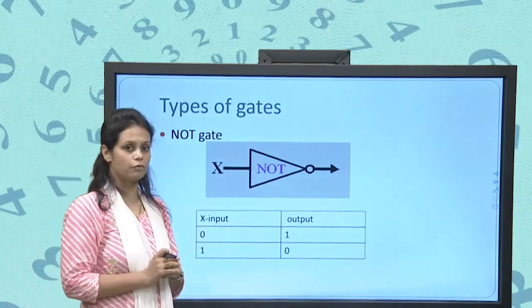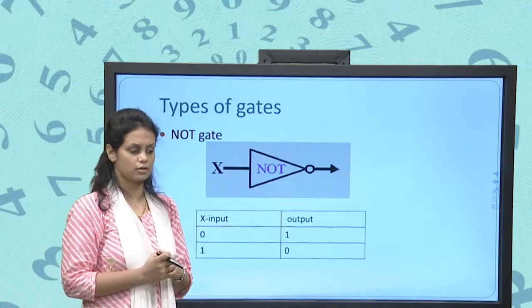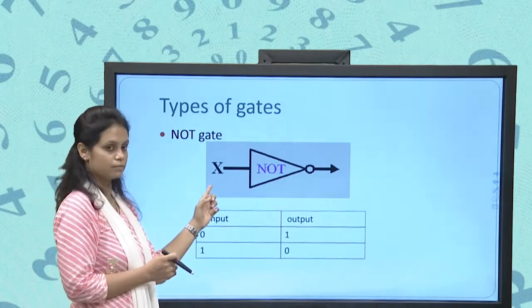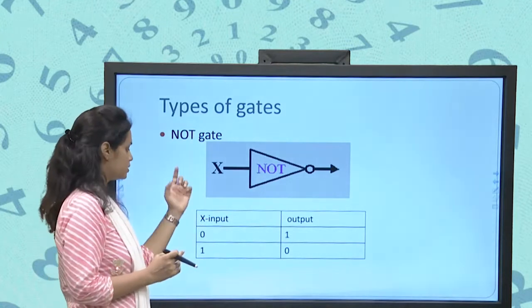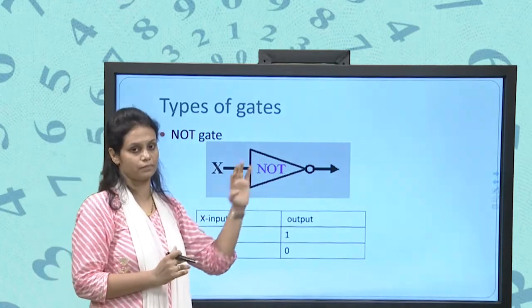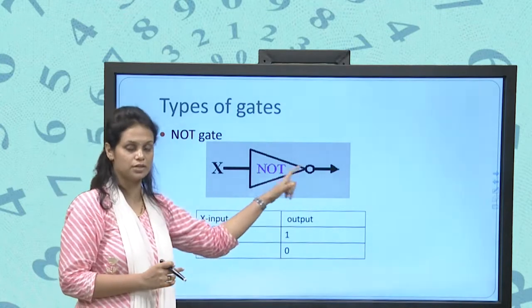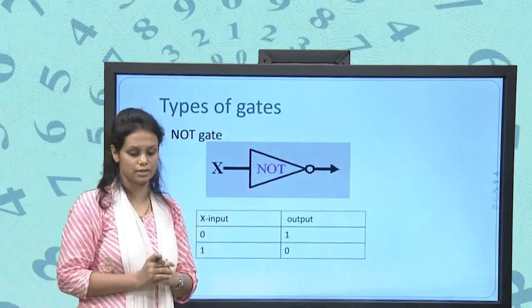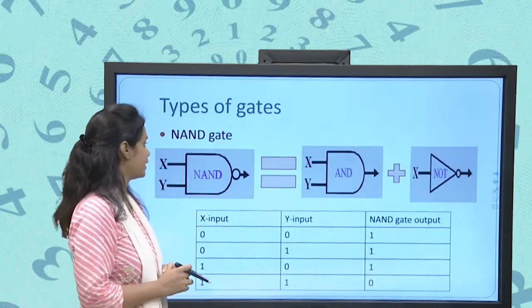Now see what is in the NOT gate. We can say it complements the element. That means if your input is 1, your output is 0, and if your input is 0, your output is 1. Fine. Next is the NAND gate.